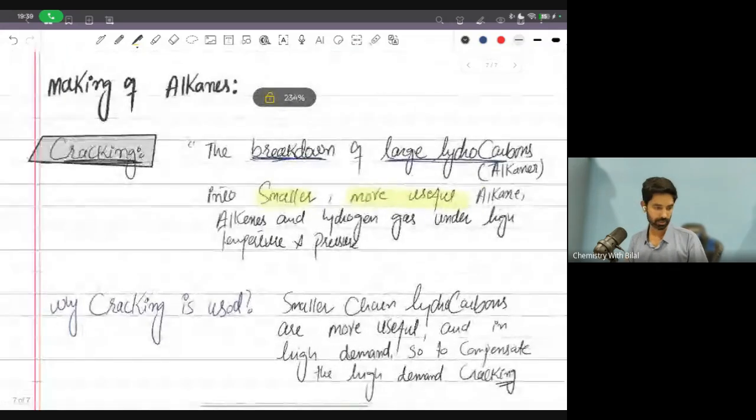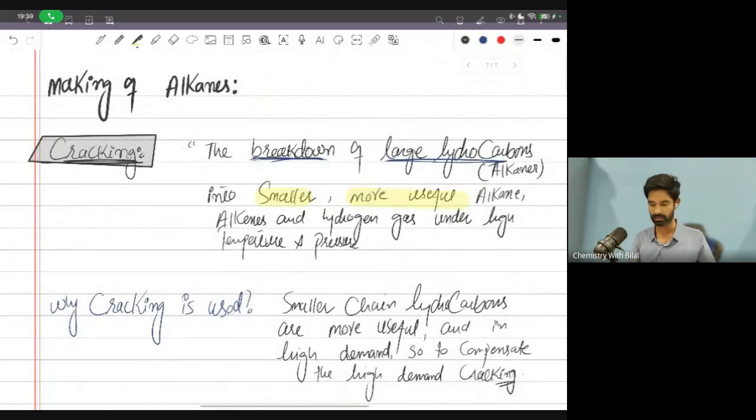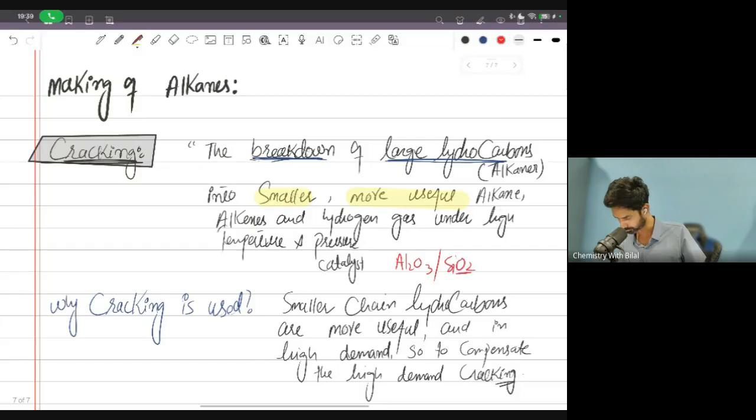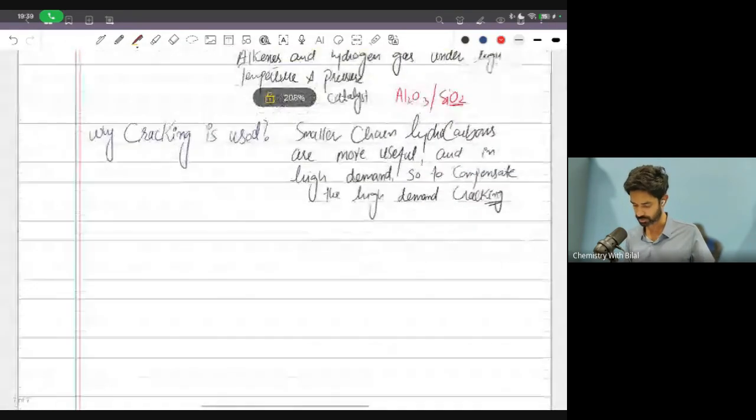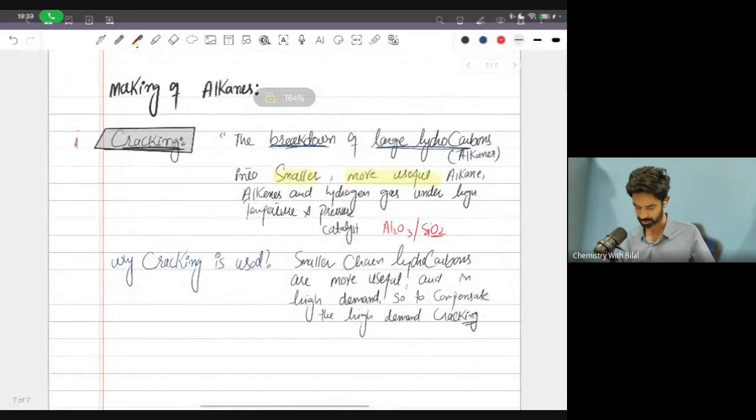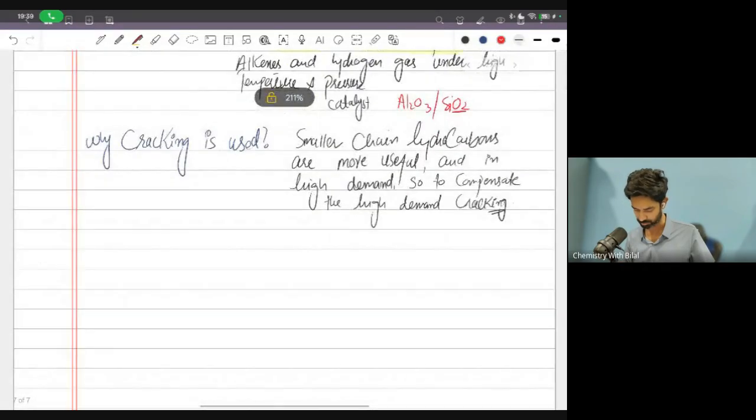So cracking is done using high temperature and pressure, using catalyst silica or alumina. तो कैटलिस्ट भी मैं लिख देता हूँ, पूछता कम है लेकिन पूछ भी तो सकता है ना. इसमें कैटलिस्ट कौन सा यूज करते हैं? Alumina / silica. So one way to make smaller alkane is cracking, which is used to break the larger chain hydrocarbon into smaller, more useful alkane.